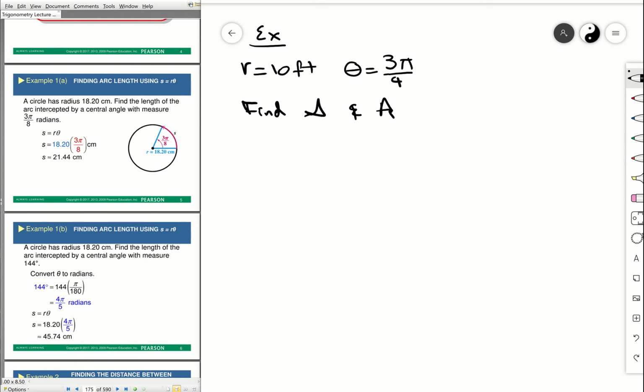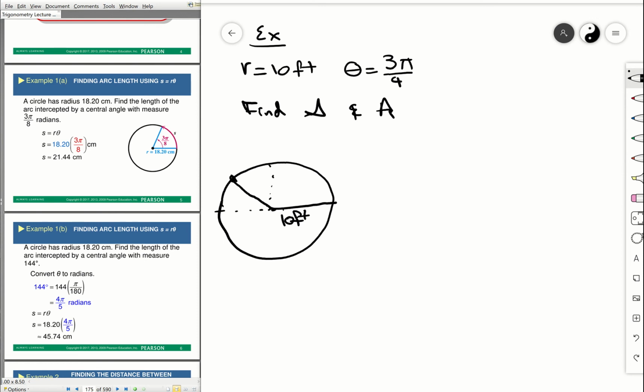So if we want to take a quick look at what that looks like, of course we can go ahead and draw a circle with radius 10 feet and the angle 3 pi over 4, as you know, if I were to put these dashed lines to help me out. So we have 1 pi over 4, 2 pi over 4, which is the same as pi over 2, 3 pi over 4 falls right here. So the central angle looks something like that.